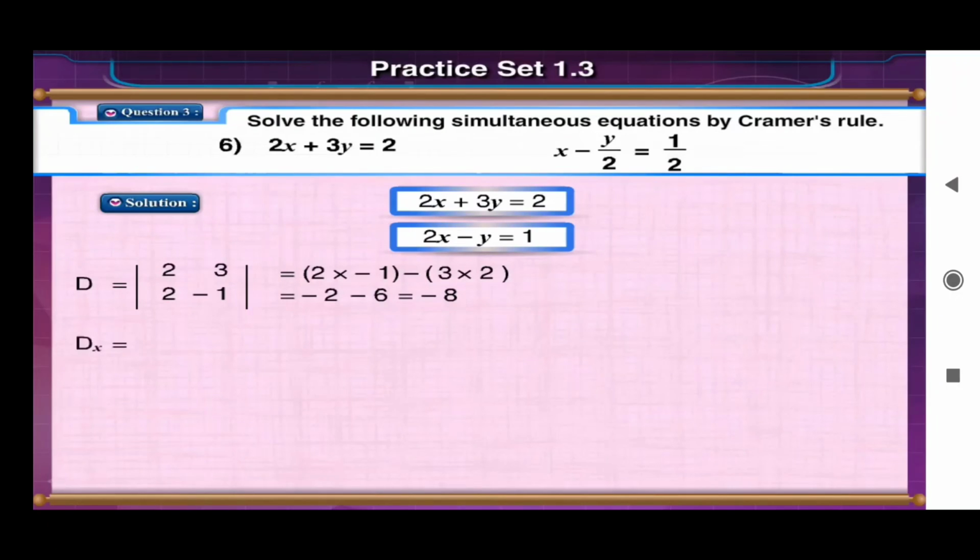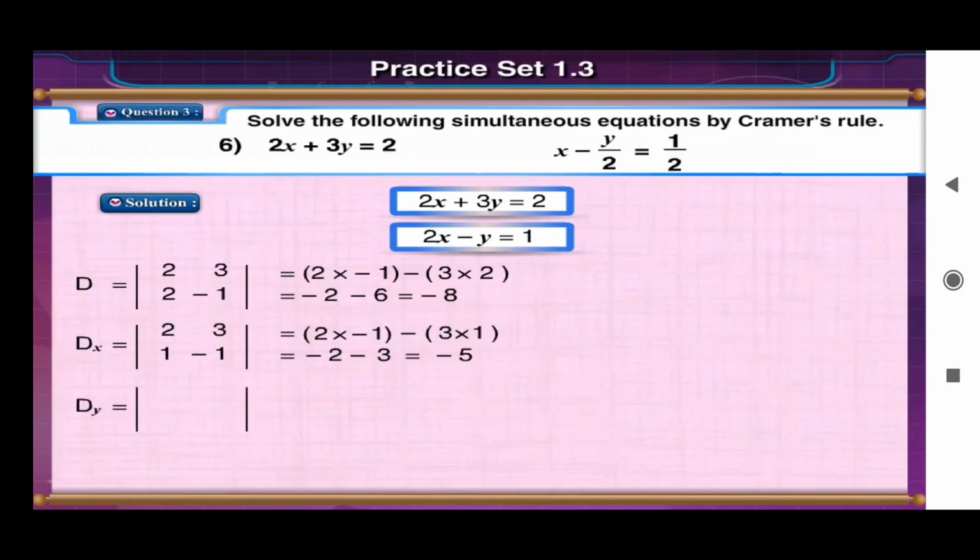dx is equal to determinant of 2, 3, 1, minus 1, which is equal to 2 into minus 1 minus 3 into 1. That is equal to minus 2 minus 3, which is equal to minus 5. dy is equal to determinant of 2, 2, 2, 1. That is equal to 2 into 1 minus 2 into 2, which is equal to 2 minus 4, that is equal to minus 2.